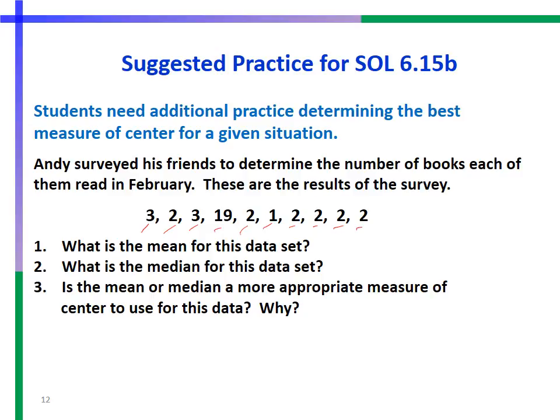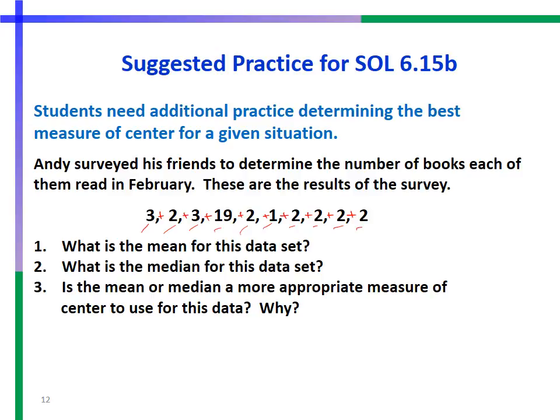The first question says, what is the mean for this data set? All we're doing is adding them together and dividing by the total number. So we add them all together to find the mean. 3 plus 2 gives you 5. Plus 3 gives you 8. Plus 19 gives you 27. Plus 2 gives you 29. Plus 1 gives you 30. And then plus 2 gives you 32.